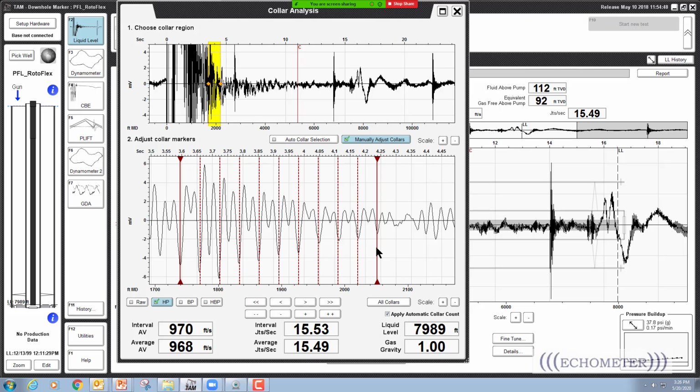So the bandpass filter theoretically should emphasize the natural frequency of the well deep in the well. The high pass filter, typically when casing is large diameter, you get a lot more noise between the collar echoes, and so usually I'll turn the high pass filter on when it's 7-inch or larger casing.